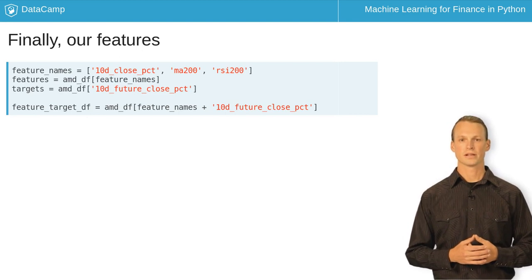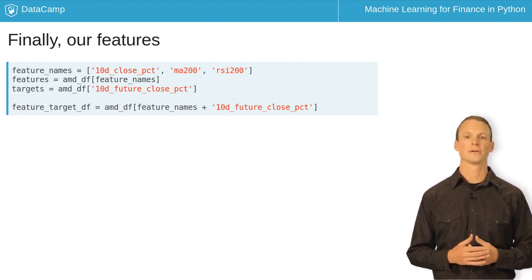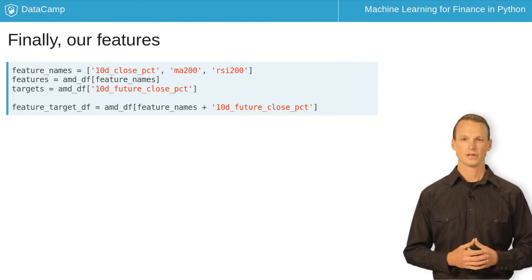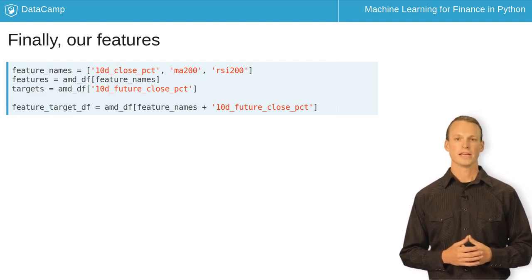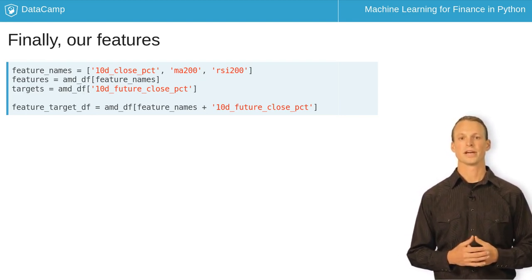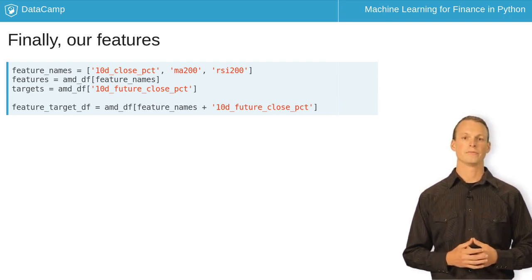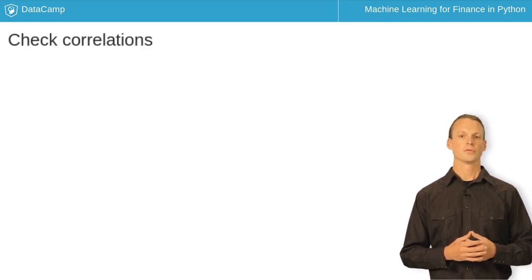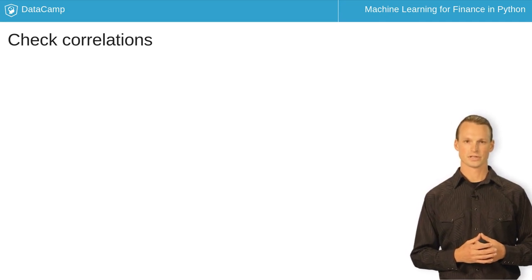We choose the 10-day close percent change and the 200-day moving average and RSI from our data frame. These feature names go into a list, which selects the columns from the data frame. Then we select the 10-day future close percent change as our target. Finally, we create a data frame with both the features and targets so we can check for correlations. Before we do any machine learning, it's good to check features and targets for correlations.